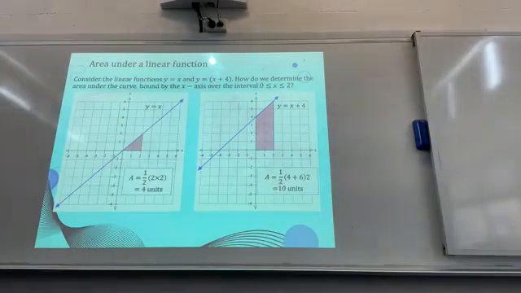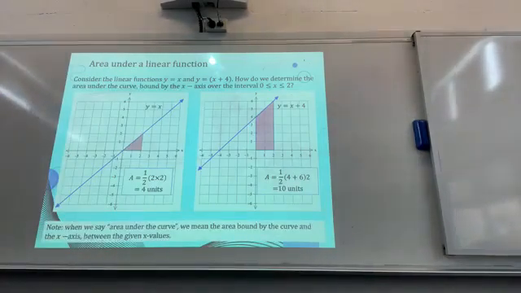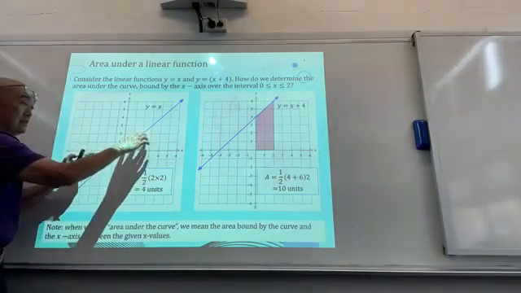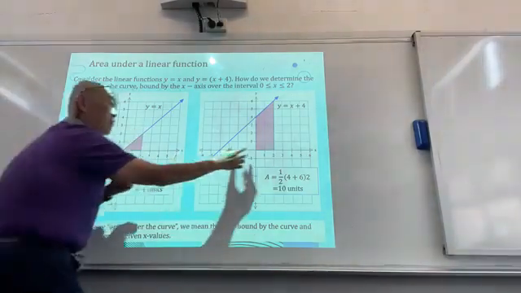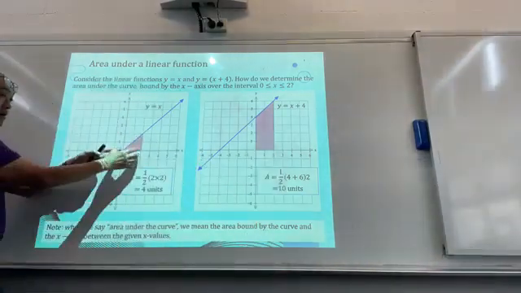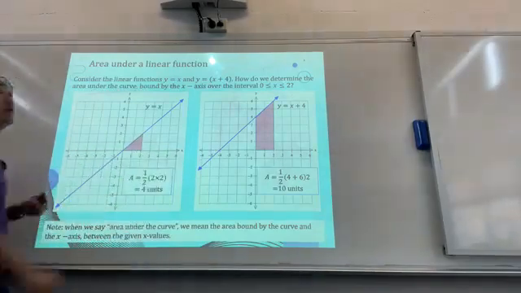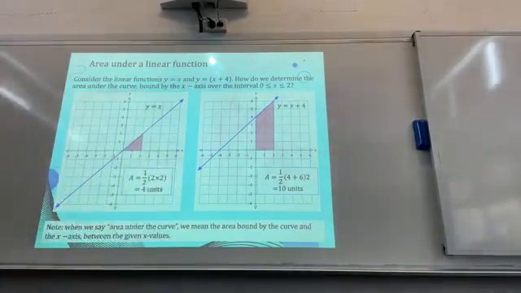All right? So one thing that you really need to know, when we say area under the curve, we mean the area bound by the curve and the x-axis between the given interval. So it's just above the x-axis, and that curve, plus the interval given. Could be here, could be here, could be anywhere. All right?